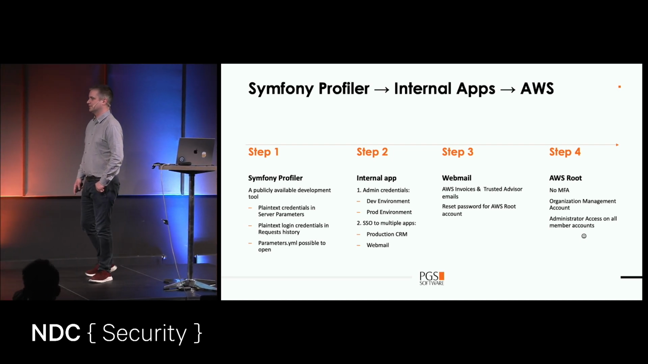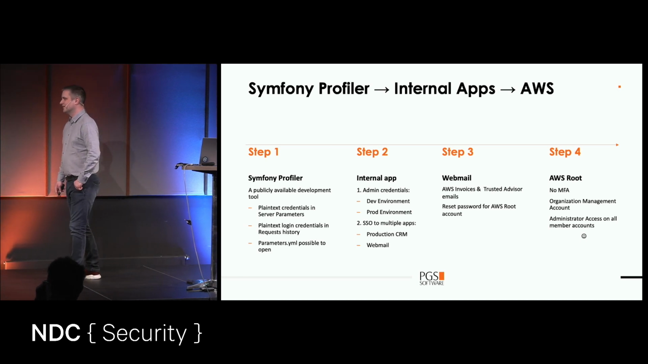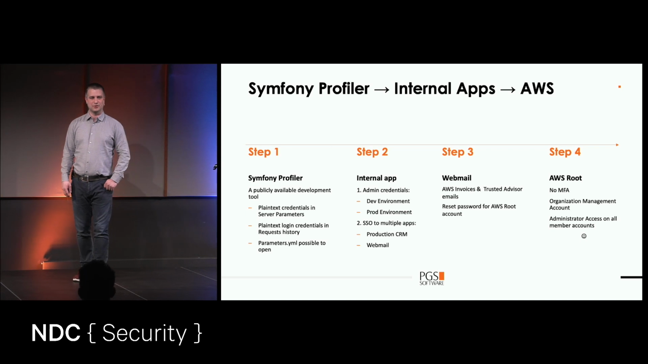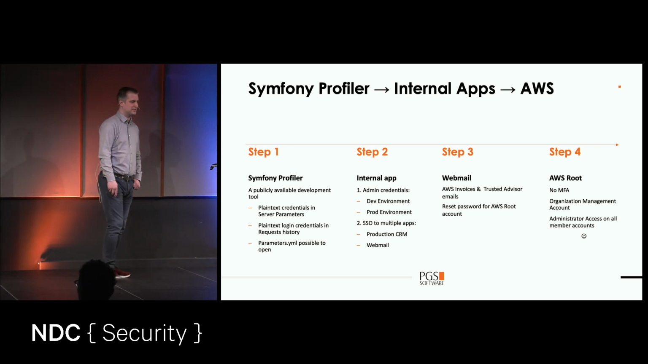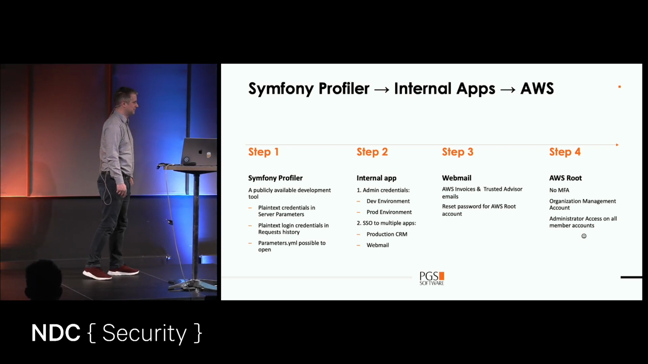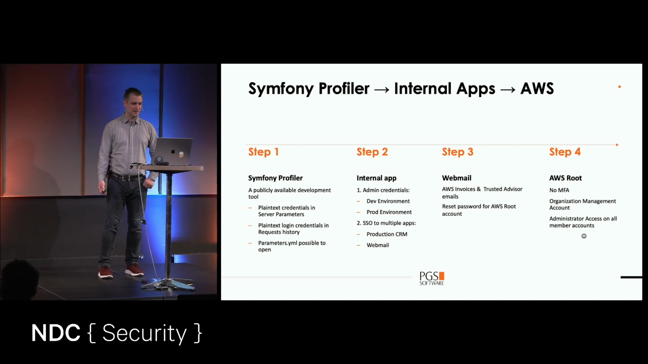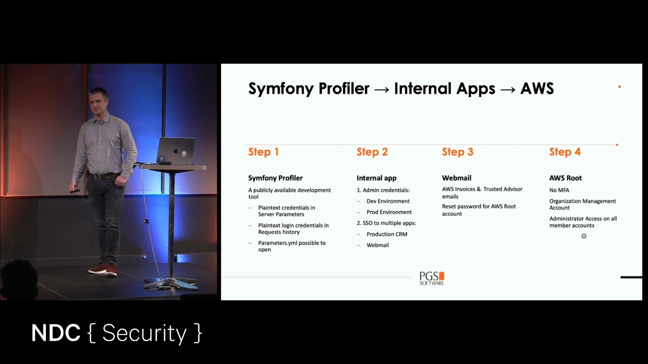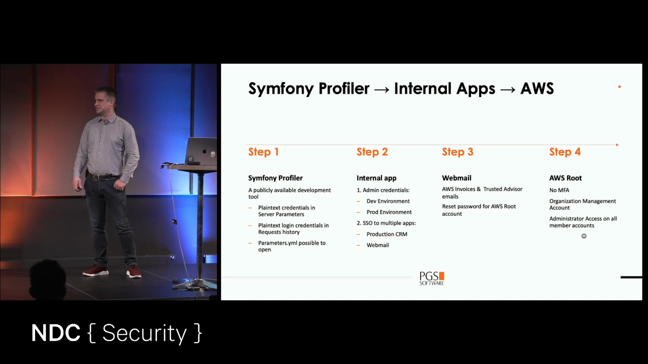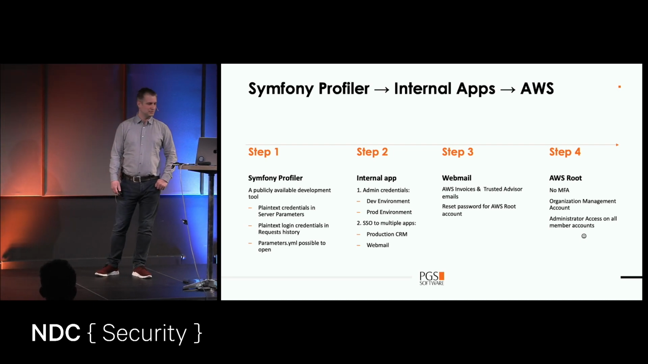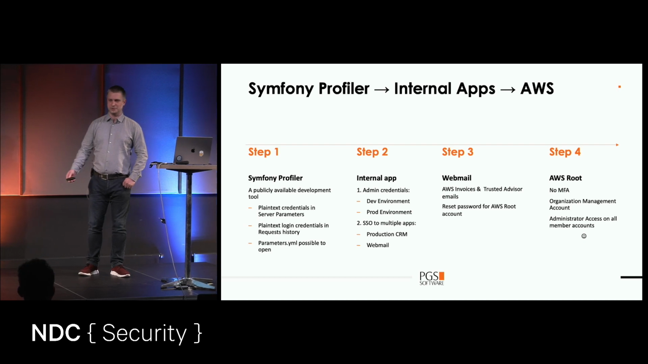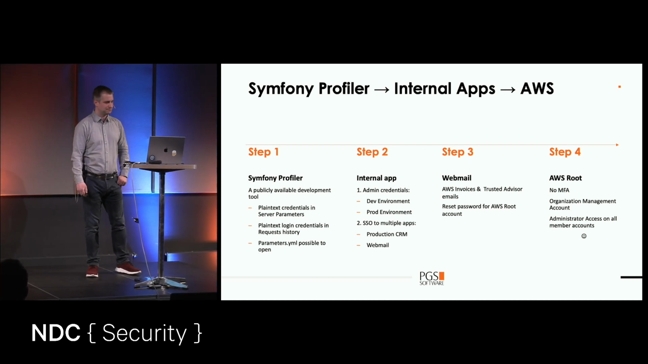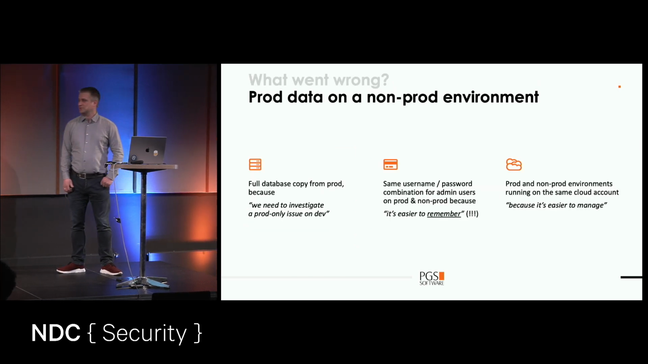But that wasn't the only nice thing there. It was the account used for the whole organization. It was the organizational management account. So instead of getting access to one account, I got access to 40 or 50 different AWS accounts on admin level, because this root account was a trusted account for admin roles on all other accounts. Yeah, why not? So what went wrong here?